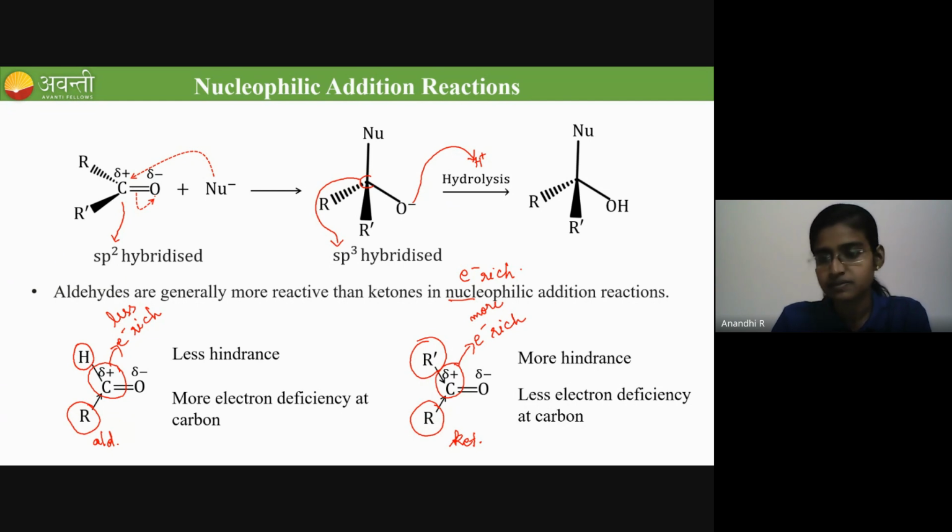Got it? So do you have any doubt here in this reason? Aldehydes are more reactive than ketones due to two reasons. One is the steric reason, the other one is the electronic reason. Here we have studied the steric reason and also the electronic reason. Here more electrons are donated and there less electrons are donated.